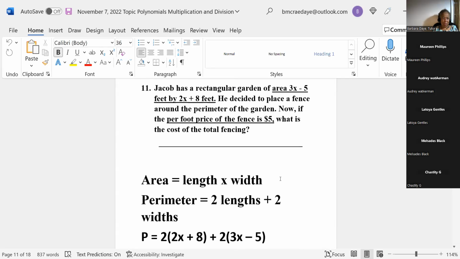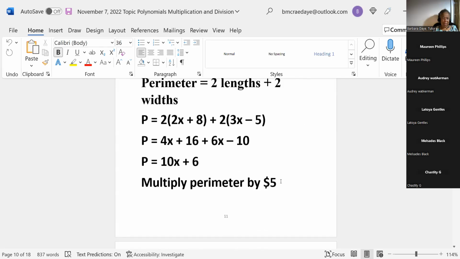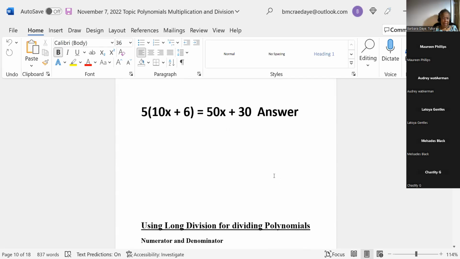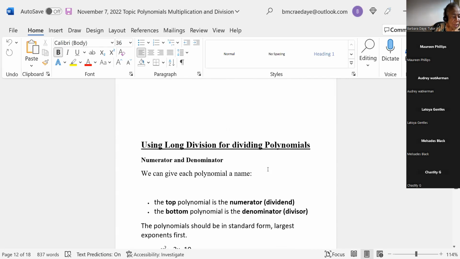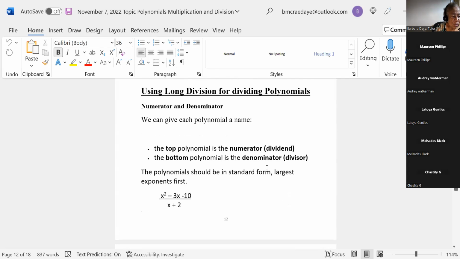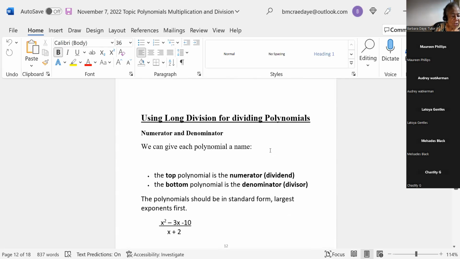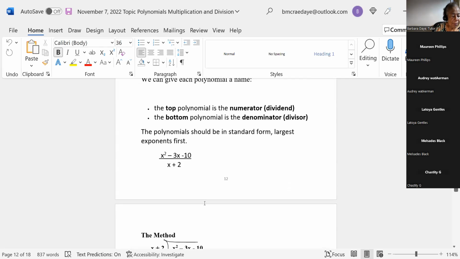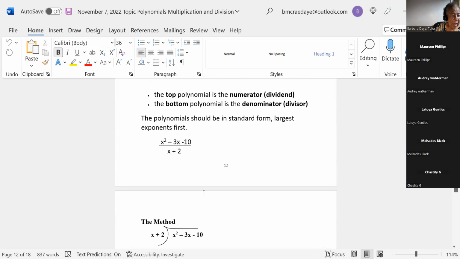Okay, that was number 11? Was that the last one? I think that was the last one. Okay, so that was the last one. So actually, I was going to go into the long division, and I think I'll just do this one here. Unfortunately, the whiteboard wasn't working. Well, it was, and then it stopped.